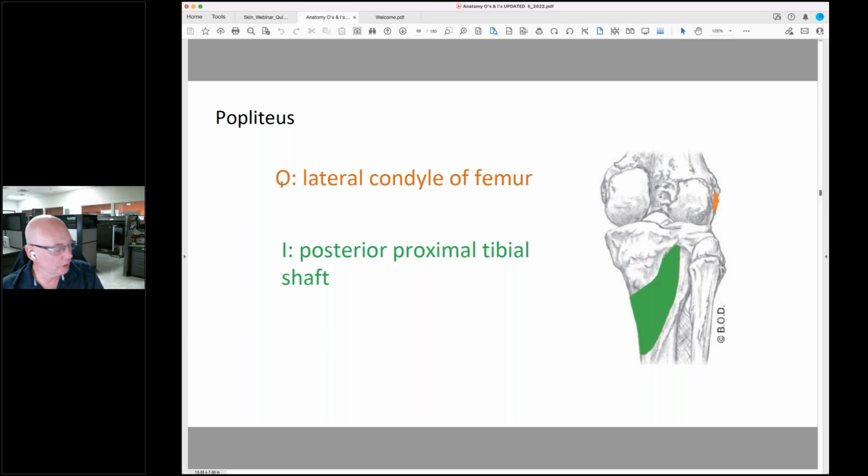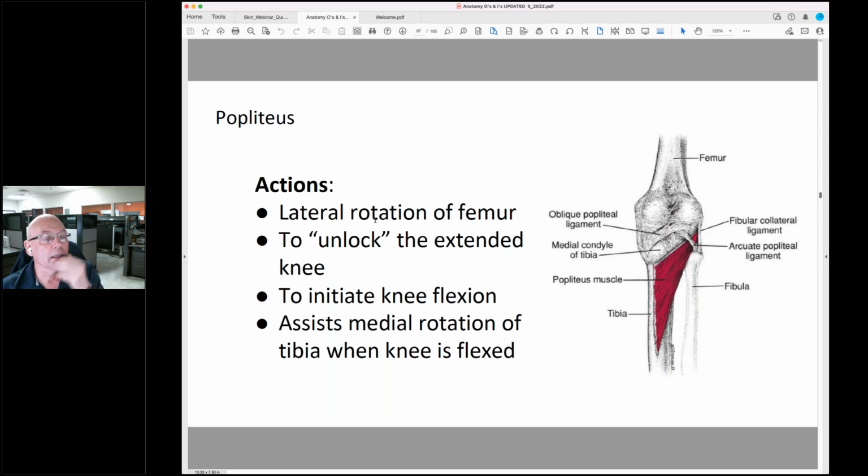Okay, a bunch of actions for popliteus. Lateral rotation of the femur. Okay, it unlocks the extended knee. Once again, key to the knee, unlock the knee. It initiates knee flexion, and it also assists in medial rotation of the tibia when the knee is flexed. So a lot of things that it does.